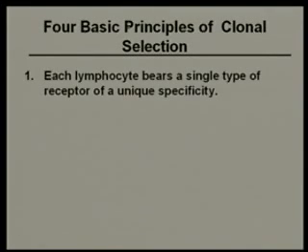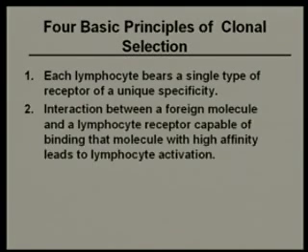So there are four basic principles to the clonal selection theory. First, each lymphocyte bears a single type of receptor of unique specificity. So each T cell is able to recognize one MHC complex antigen combination. And the second part is that the interaction between the foreign molecule and the lymphocyte receptor leads to a molecule with high affinity, and that leads to lymphocyte activation. So you have to have a very strong interaction between the T cell receptor and the antigen. That leads to activation.